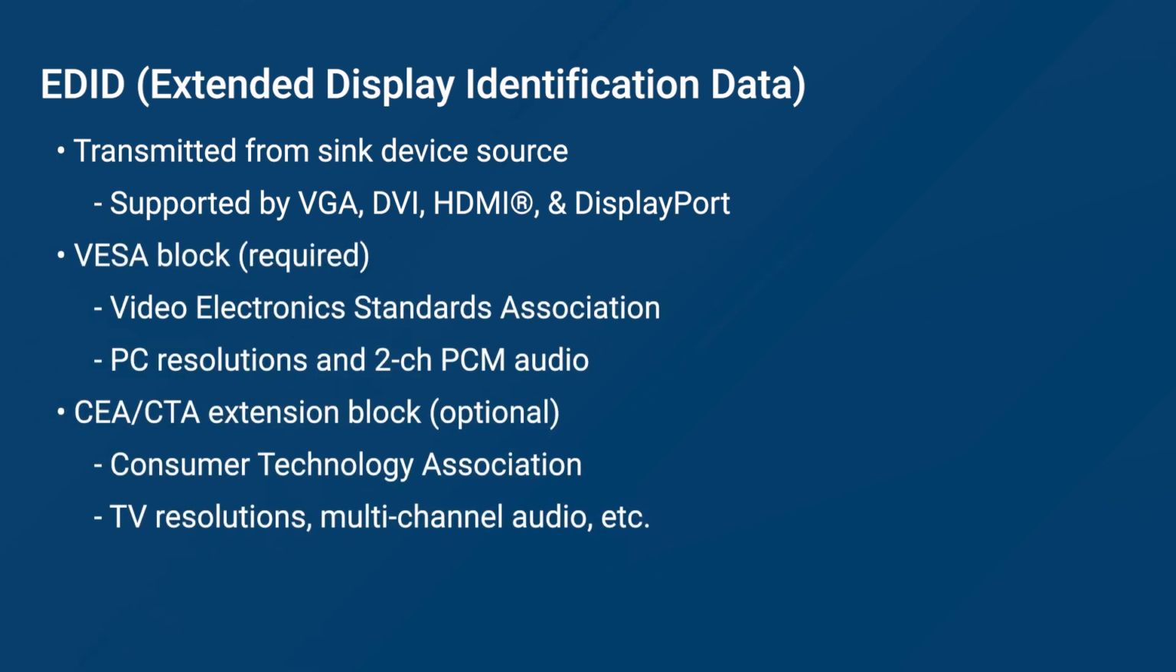There are two types of EDID: VESA, or Video Electronics Standards Association, and CEA/CTA, which stands for the Consumer Technology Association. EDID minimally consists of the VESA block. The EDID of modern consumer-oriented electronic devices will include two blocks, the original VESA block and the CEA/CTA extension block. We will discuss the CEA/CTA block in another video.